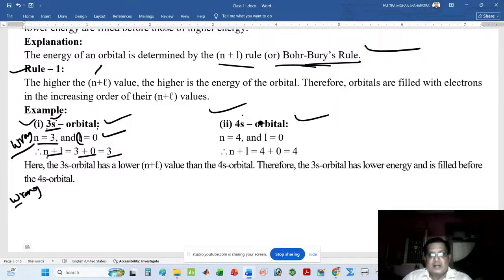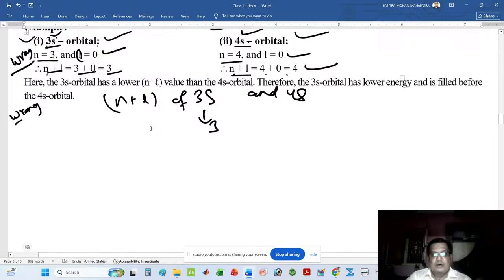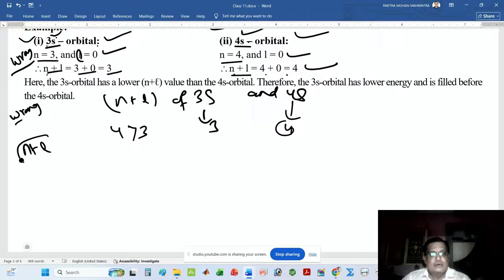Now find the n plus l value for 4s. 4s is given, that means n is equal to 4. For s, the l value is 0. So n plus l is 4 plus 0, that is 4. If you compare the n plus l values of 3s and 4s, the value for 3s is 3 and for 4s is 4. That means 4 is greater than 3, so the n plus l value of 4s is greater than that of 3s.